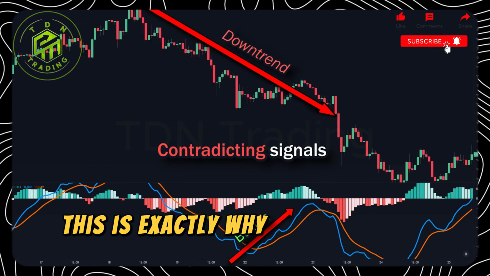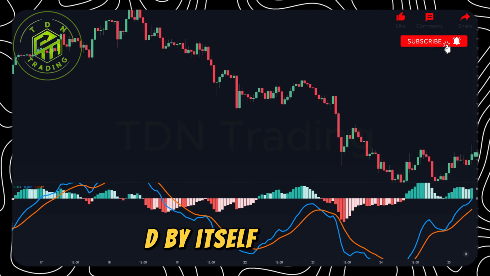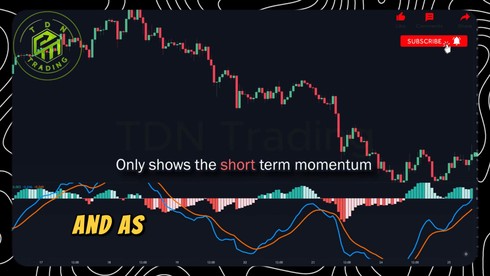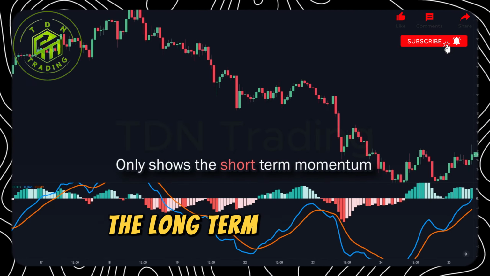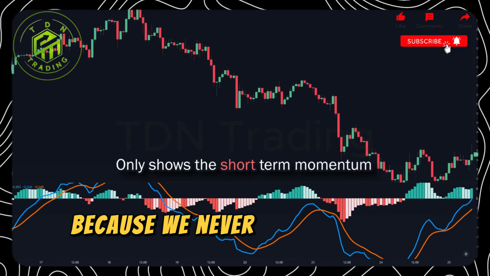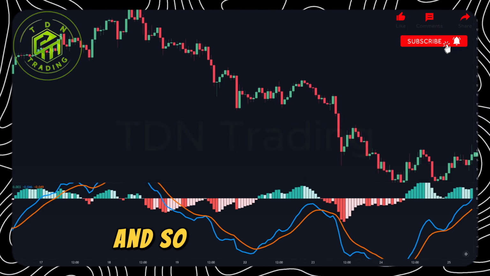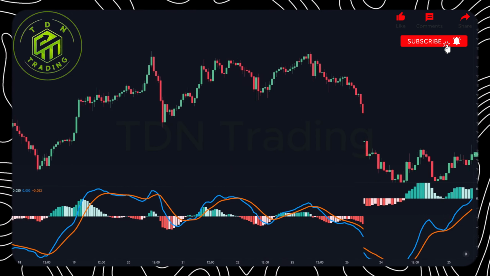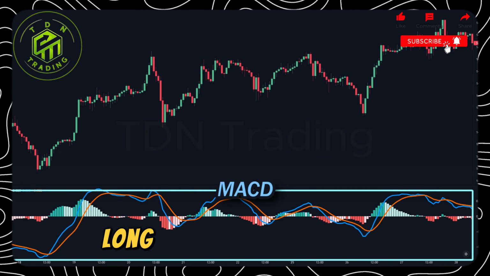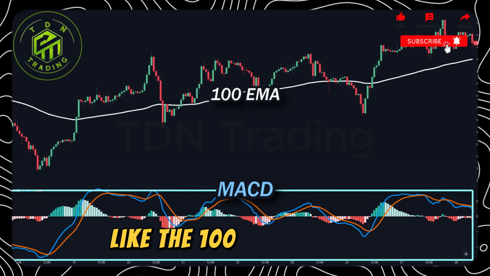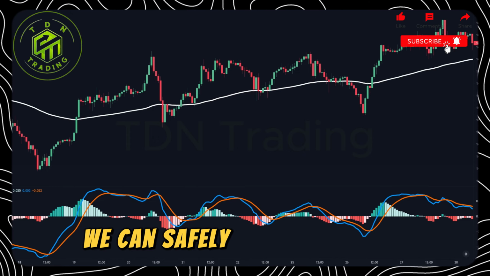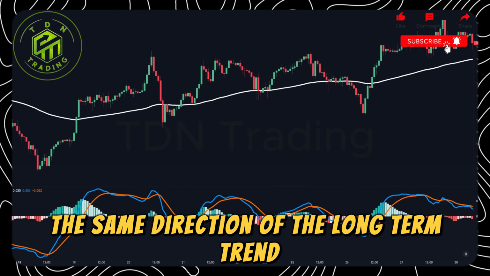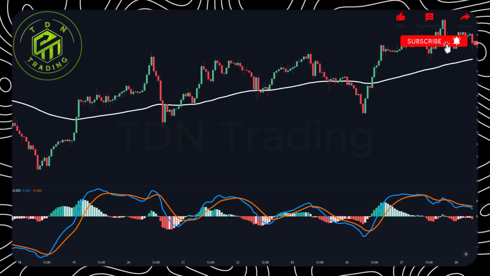This is exactly why you shouldn't use the MACD by itself, because what the MACD is showing us is only the short-term momentum. And as traders, we also need to take the long-term trend into consideration, because we never want to trade against the trend. And so, a simple but high win rate strategy that I recommend for beginners is combining the MACD with a long-term trend indicator, like the 100 EMA. This way, we can safely trade the MACD while making sure that we're staying within the same direction of the long-term trend. So this is how you trade the strategy.